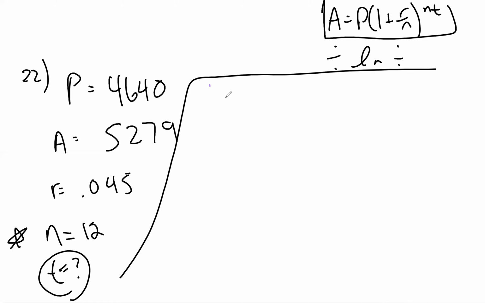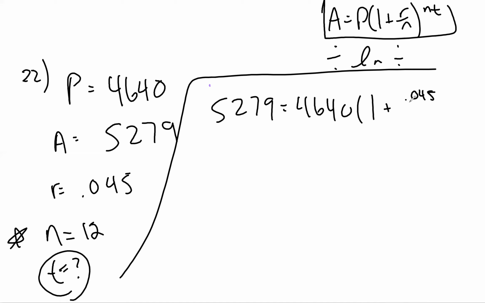So we have A, which is 5279. And then that equals my p-value, which is 4640, parenthesis, the number 1, plus the rate, which is 0.045, over my n value, which is 12. And then, of course, when I do my 12 times t, it's just going to have to stay 12t because I don't know the time. And so here's my equation, all set up. Are there any issues with getting this thing set up?